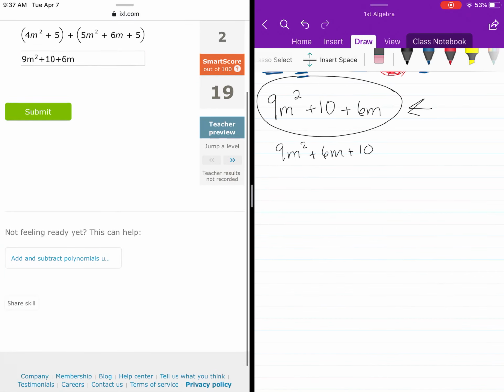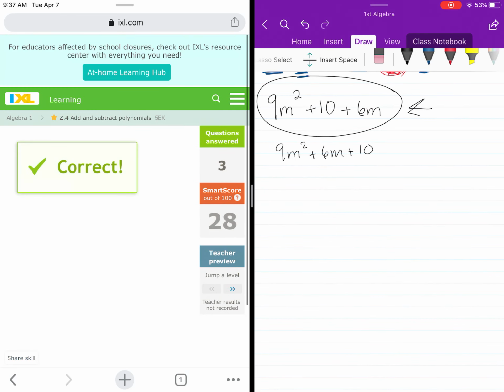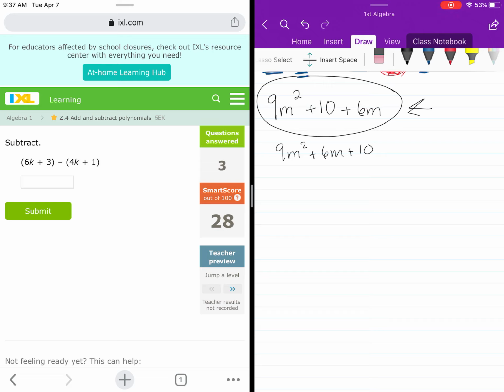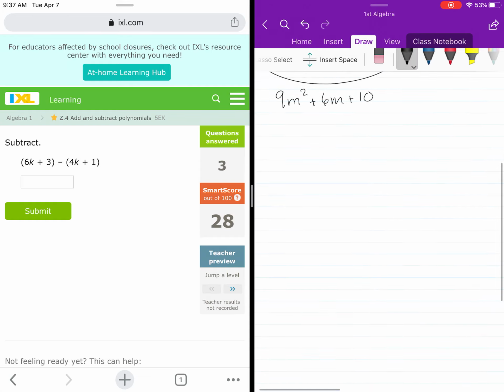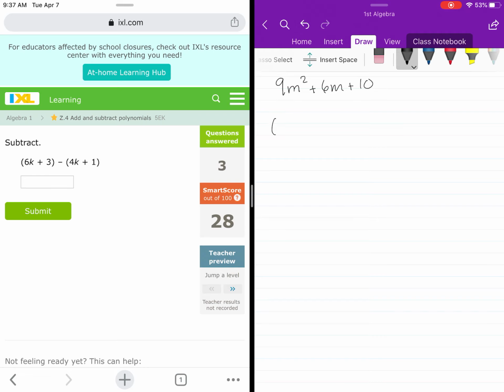Okay, so I typed it all correctly, submit. It does work. Okay, so you can type it either way. It doesn't matter in which order these are, as long as you have all the correct numbers. Okay, so this next one is just like the first one. Go ahead and answer this next one.